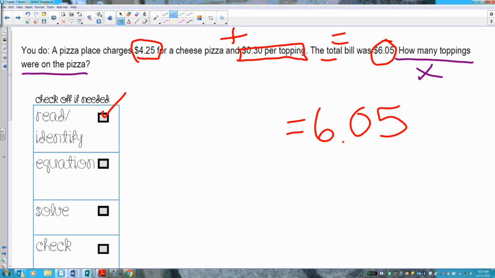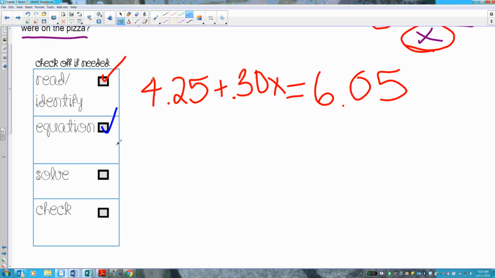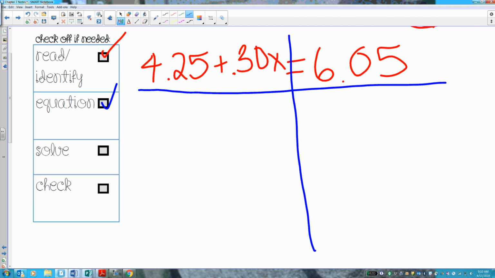$6.05. I have to pay $4.25 up front, and then 30 cents per topping. But I already know I don't know the topping, so I'm going to use an X because I don't know the topping. So now I've written the equation, $4.25 for the base pizza plus 30 cents for however many toppings I want to get. It gave me a total of $6.05. All right. So now I just have to solve it.